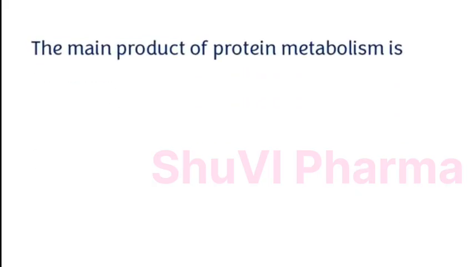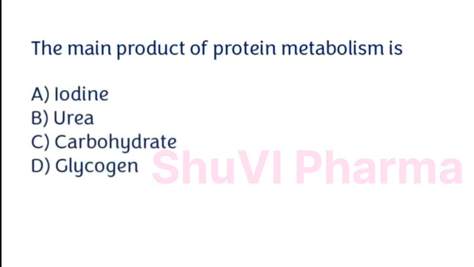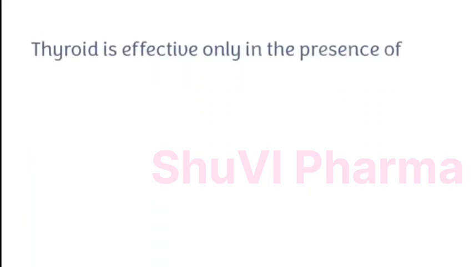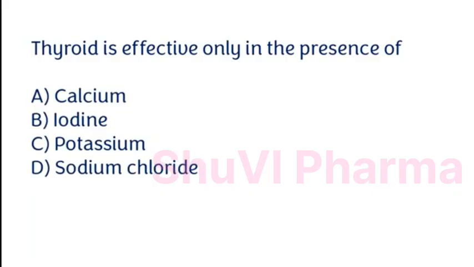The main product of routine metabolism is iodine, urea, carbohydrate, glycogen. The correct answer is option B. The main product of routine metabolism is urea. Thyroid is effective only in the presence of calcium, iodine, potassium, sodium chloride. The correct answer is option D. Thyroid is effective only in the presence of iodine.